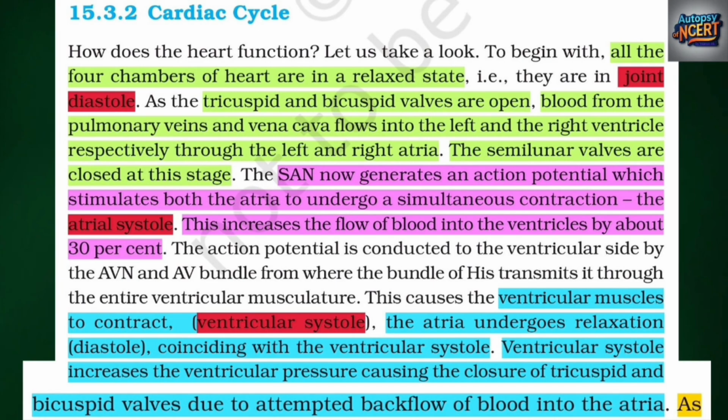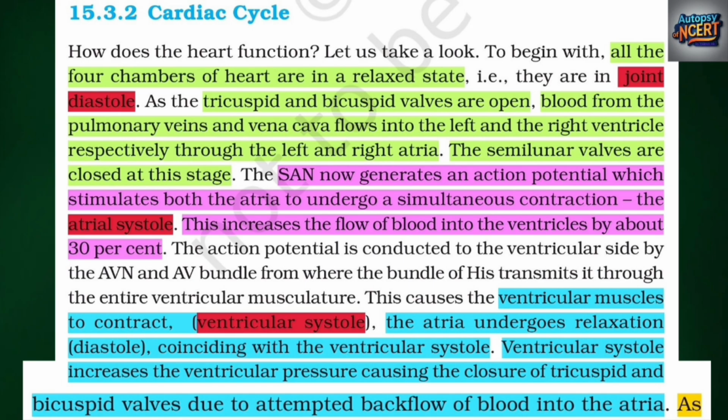15.3.2 Cardiac cycle. How does the heart function? Let us take a look. To begin with, all the 4 chambers of heart are in a relaxed state. That is, they are in joint diastole. As the tricuspid and bicuspid valves are open, blood from the pulmonary veins and vena cava flows into the left and the right ventricle respectively through the left and right atria. The semilunar valves are closed at this stage.